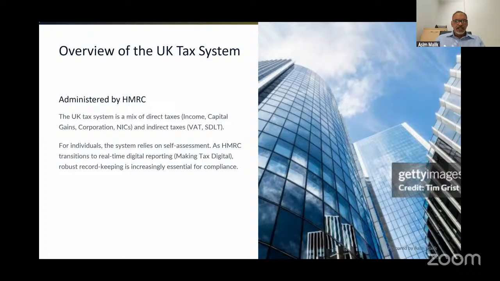So broadly speaking, there are 2 main tax systems. Direct taxation covers income tax, capital gains tax, corporation tax, which is applied on corporate bodies, and national insurance, which technically is not a tax but for practical purposes is classified as a tax. In terms of indirect taxation, the most common example is VAT, and the other is stamp duty tax, which is payable on certain types of transactions.